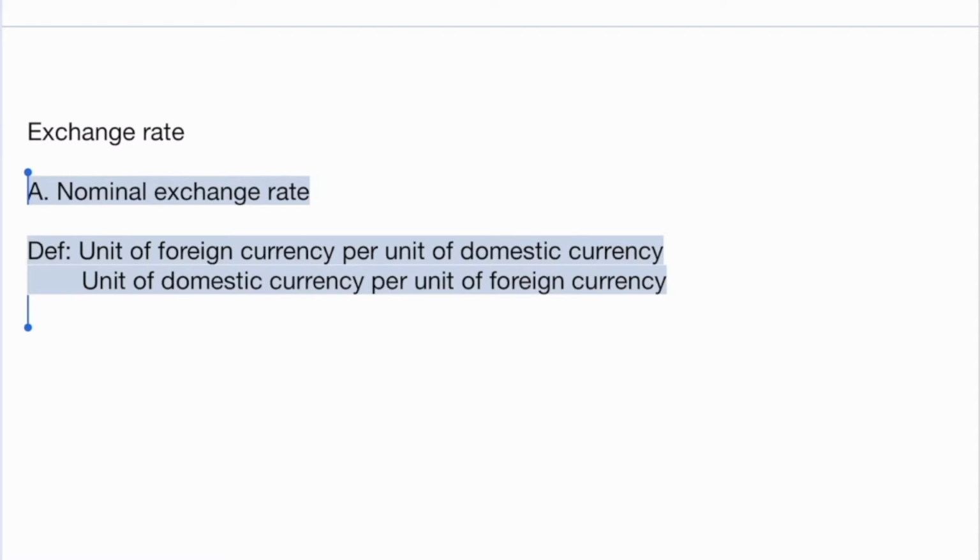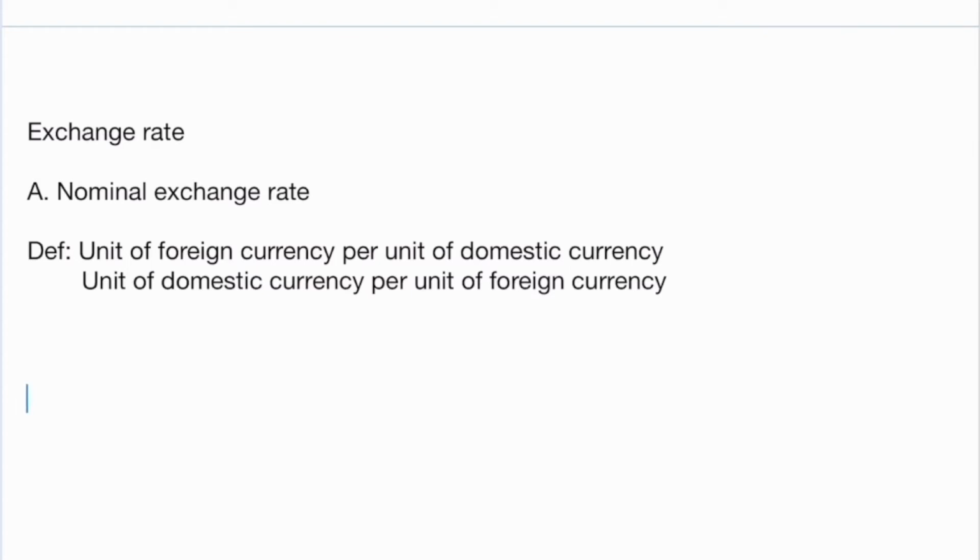You can also define it the opposite way, that is the units of domestic currency per unit of the foreign currency. In Taiwan, when we are talking about the exchange rate for the US dollar, we are using the second definition. We say that $1 will be able to get, for example, 28 NT dollars. So we adopt the second definition when we are talking about the US dollar.